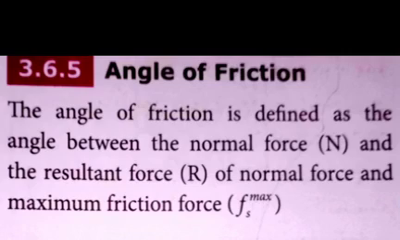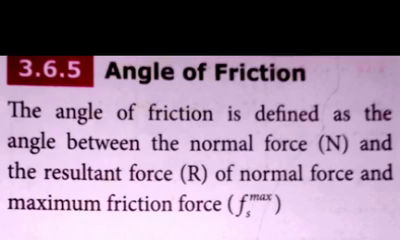So when you see this diagram, you may understand. Now, coming to the angle of friction, it is defined as the angle between the normal force N and the resultant force R, where the frictional force is at its maximum value. Now we are going to relate the normal force and the maximum frictional force. It is represented by f_s maximum.